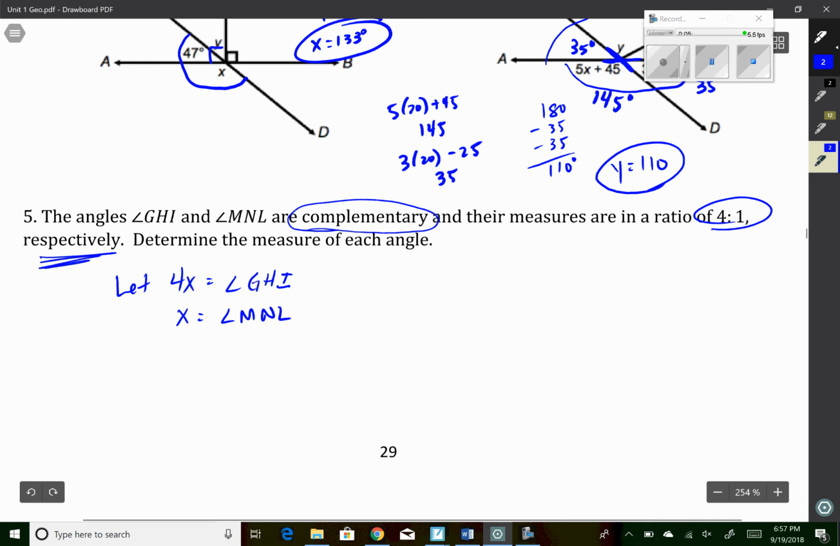Remember, anytime I see a ratio, I'm going to make let statements, and I'm going to make each part of the ratio have a variable. Now, since these two angles are complementary, I can say 4x plus x equals 90, combine like terms, and divide by 5. Now, if I divide 90 by 5, I get 18, meaning this angle is 18 degrees, and that angle is 4 times 18, which is going to be 72 degrees.